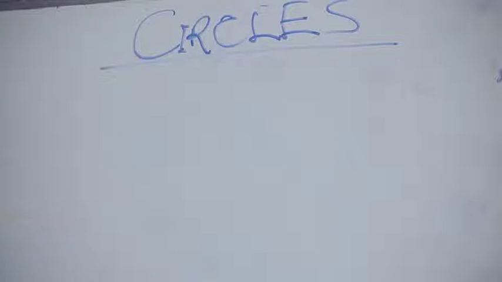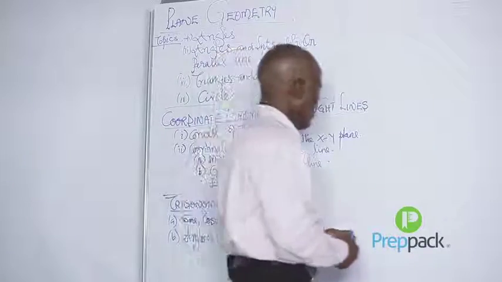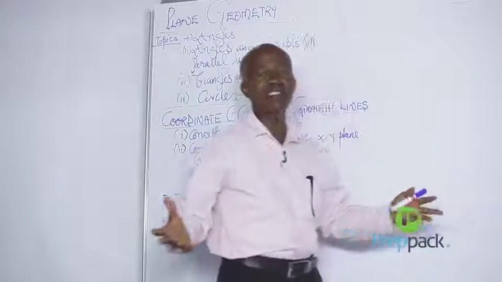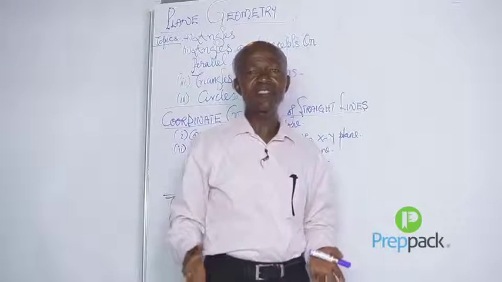We move on to circles. A circle can be defined differently. It is a locus of a point moving in a plane at a fixed distance from another point. Of course, your pair of compasses, that is what gives me the idea of the definition.